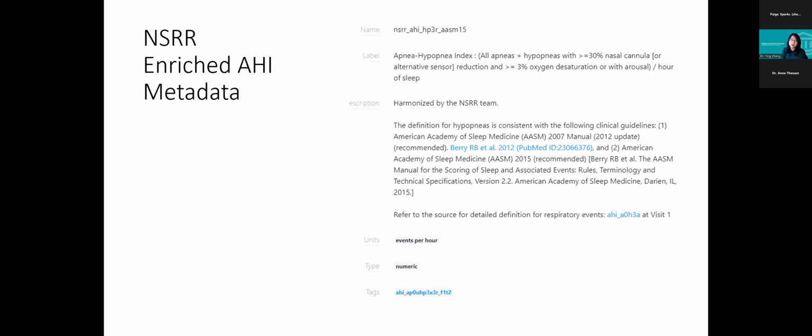Then here's a screenshot of the enriched metadata that we ingested. This one is a harmonized AHI variable. It provides the detailed definition for hypopnea events and also the references for the ASM guidelines. And then we have this compositional code that indicates what kind of data source, what kind of hypopnea definition, and what threshold they use, so that the machine can understand how this AHI is different from another one.